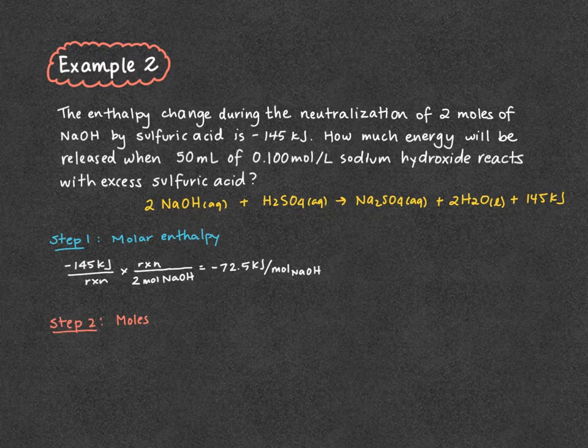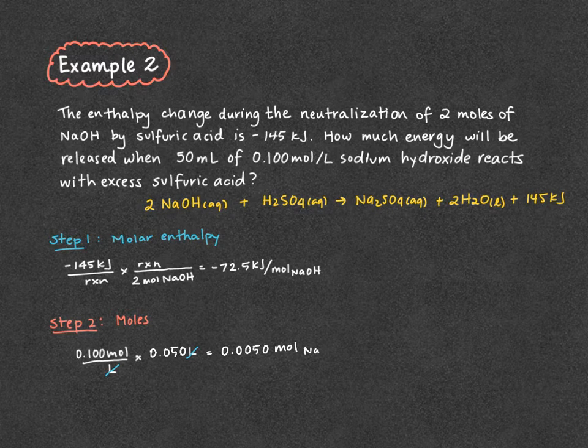So this time, instead of mass, we have concentration and volume. We're going to start with our concentration, which is 0.100 moles per liter, and we're going to multiply that to cancel out those liters because we want our answer to be in moles. So we're going to cancel out liters by multiplying by the volume, 0.050 liters. If we look, liters will cancel here, and we'll be left with moles. And that's going to give us 0.0050 moles of sodium hydroxide.